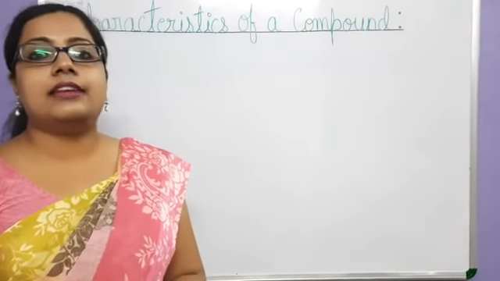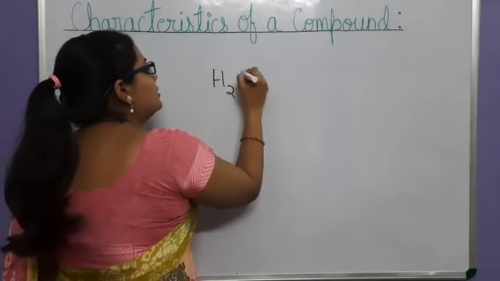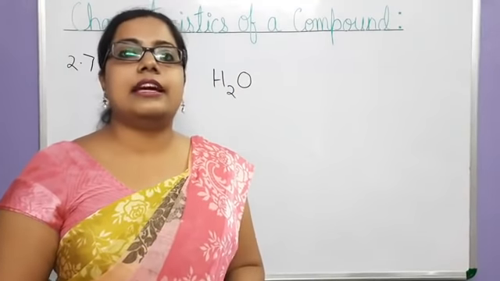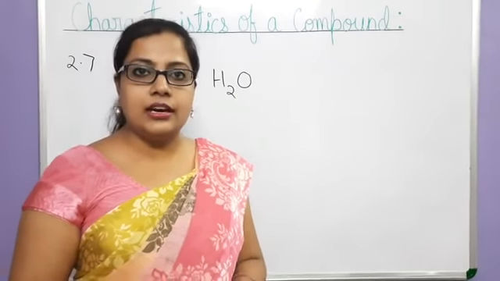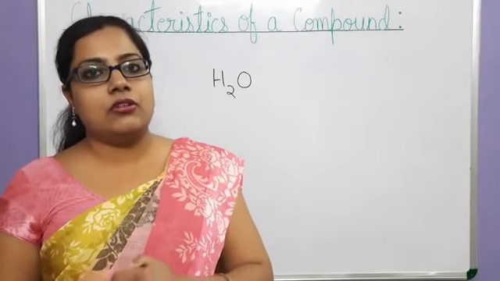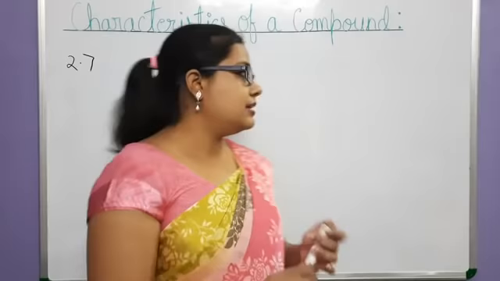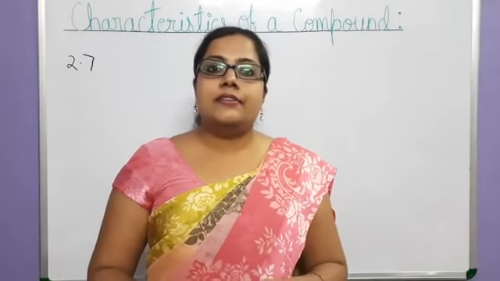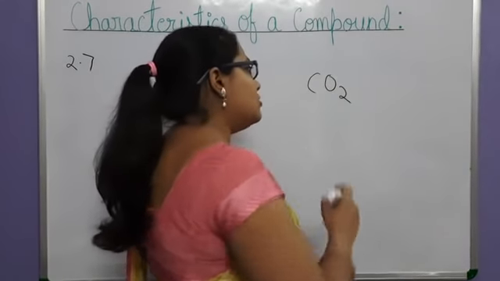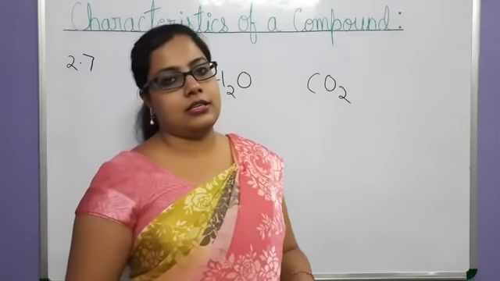So let's take an example of water, H2O. It is in the liquid state, but its constituent elements, hydrogen and oxygen, are both in the gaseous state. So the properties of the constituent elements, hydrogen and oxygen, are totally different from the compound that is formed, H2O. Similarly, we can take the example of carbon dioxide. The property of carbon dioxide is totally different from its constituent elements, carbon and oxygen.